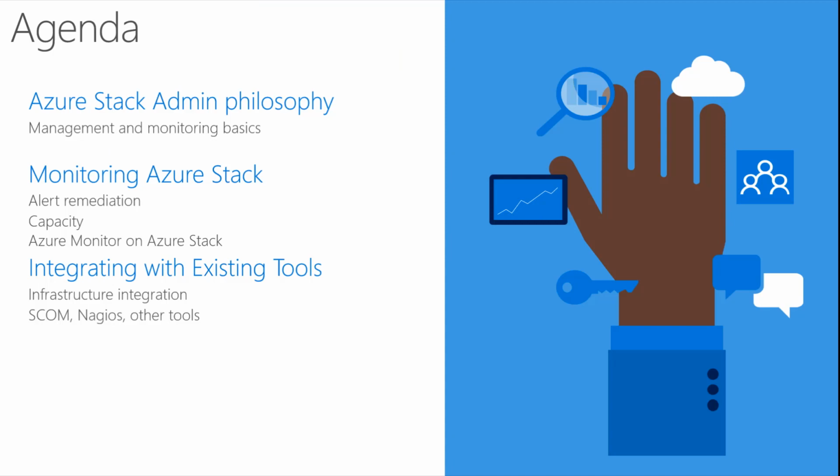Let's look at the agenda we're going to talk about. We'll talk about management and monitoring basics with Azure Stack, about how it works and how it's different compared to traditional management and monitoring over traditional server environments, Hyper-V, VMware, things like that. We'll look at monitoring Azure Stack from alert remediation, capacity, and Azure Monitor, which is a platform on Azure Stack now as well. And finally, integrating with existing tools. From the shortcuts, you could tell, we have highlighted SCOM, Nagios, and then there's other tools inherent in the system that you can leverage as well.